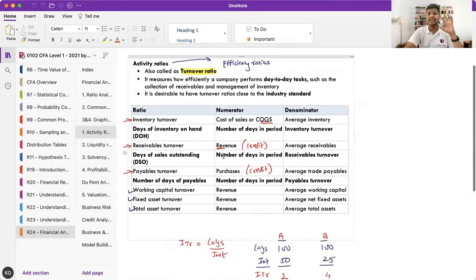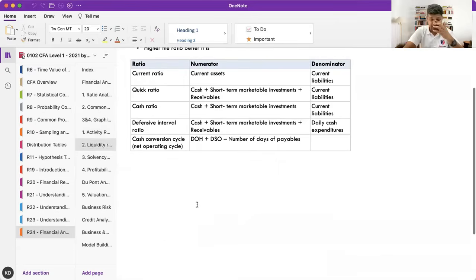So now everyone is clear with days of inventory on hand, days of payables and days of sales outstanding. These are activity ratios. Now, if I want to connect this to an operating cycle, what is the operating cycle? When you prepare the inventory, when you sell your inventory to the customer, and when the customer pays you back, that is your operating cycle.